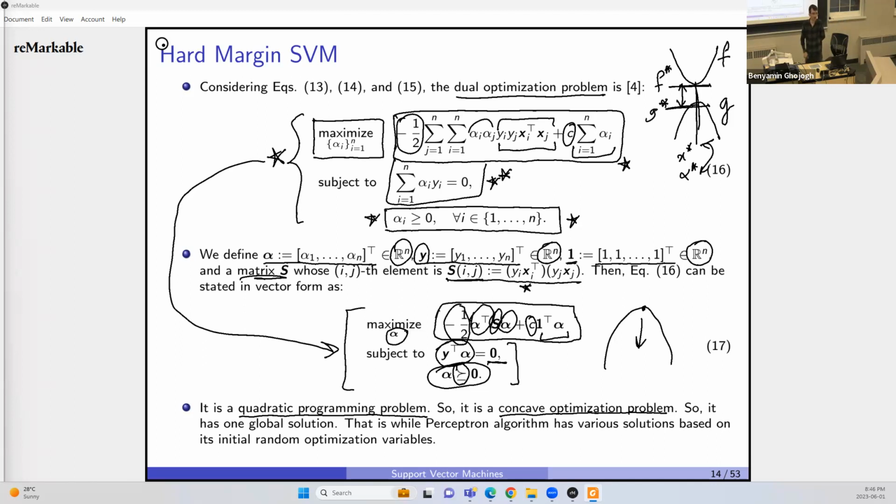What does it mean when it is concave? It is the maximization of a concave function, or the minimization of a convex function. It means that it has only one unique solution, and you can find it easily by convex optimization programming. So it has one global solution. That is why the perceptron has various solutions. Again, one of the benefits of SVM over a perceptron: using different initializations, the perceptron could end up with different solutions. With SVM, thousands of times you run it, you will get the same solution. The perceptron relies on its initial random initialization.